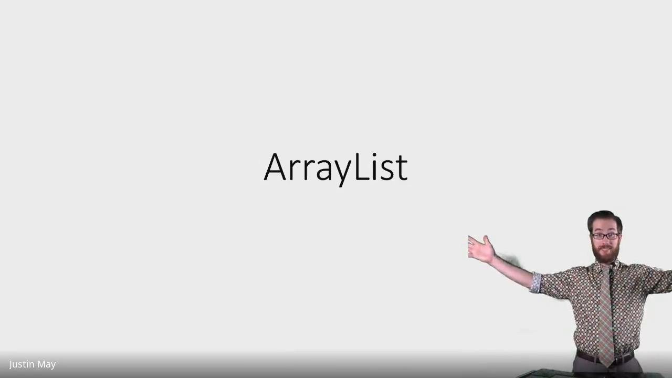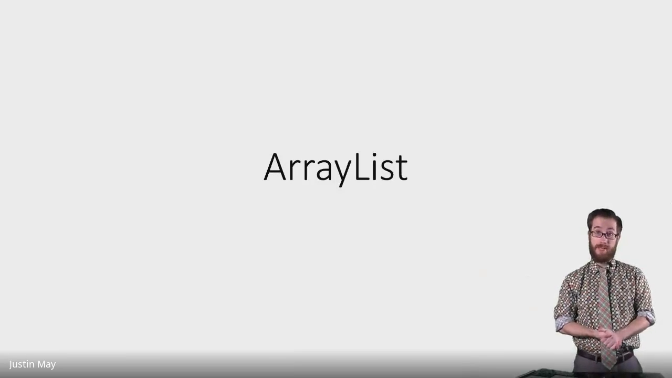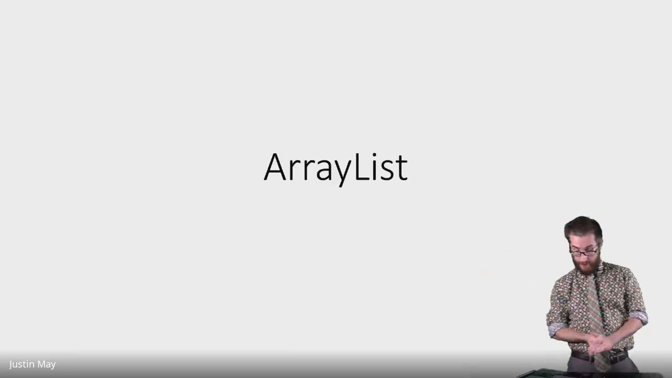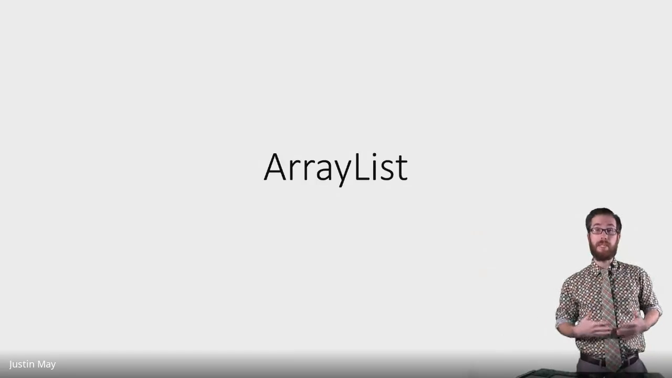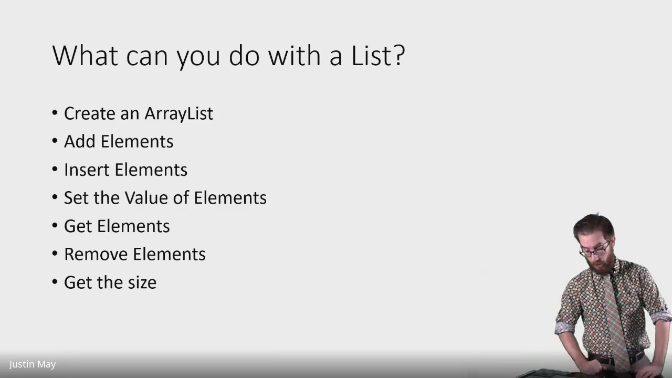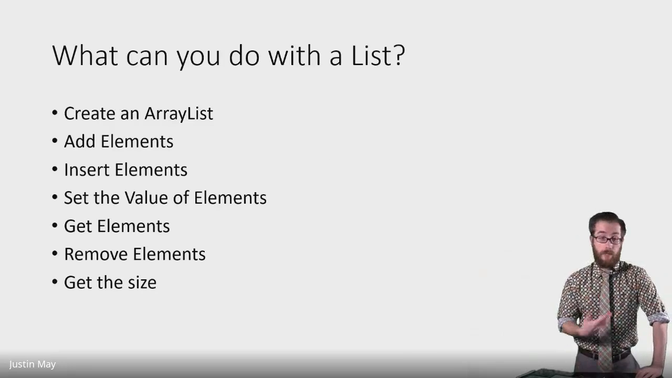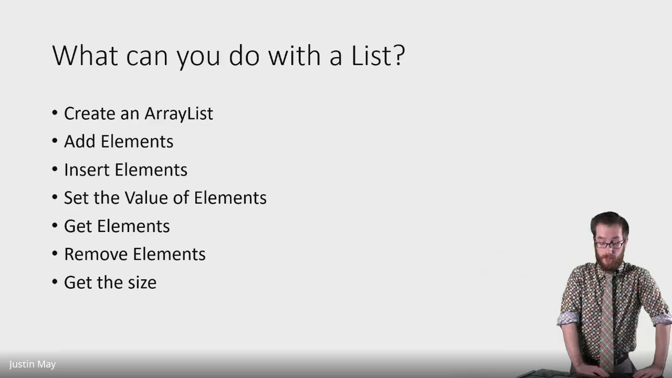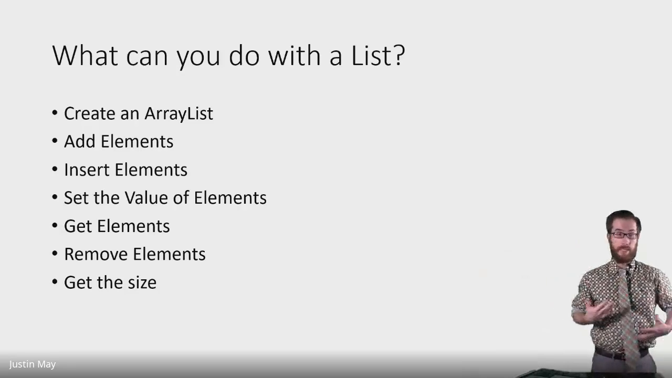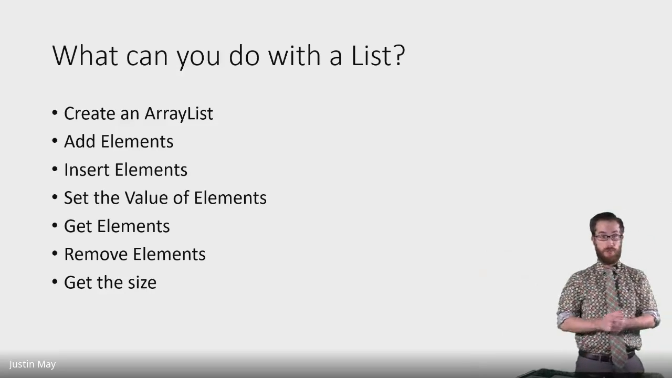Computer science. We're going to talk about the ArrayList object. The ArrayList is an object that you can use to store many values in one variable, a list of values, if you will. Like any other object, the ArrayList object has behavior, it has methods that you can call to manipulate the list. So what are the kind of things you can do with a list?